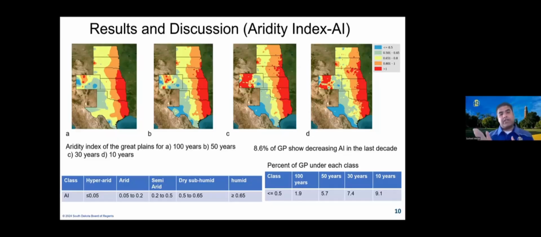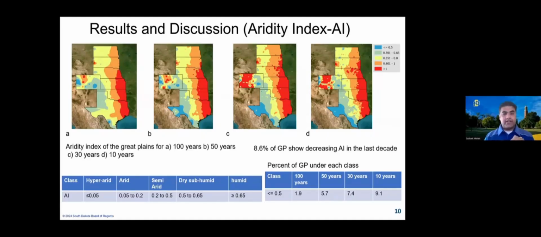As we move from 100-year to the 10-year, we can observe a notable increase in the aridity in semi-arid regions, particularly in the southern parts of the Great Plains, including Texas, Oklahoma, and Kansas. The blue areas indicating more humid conditions are shrinking over time, while the red and the orange areas representing arid and the dry humid regions are expanding.